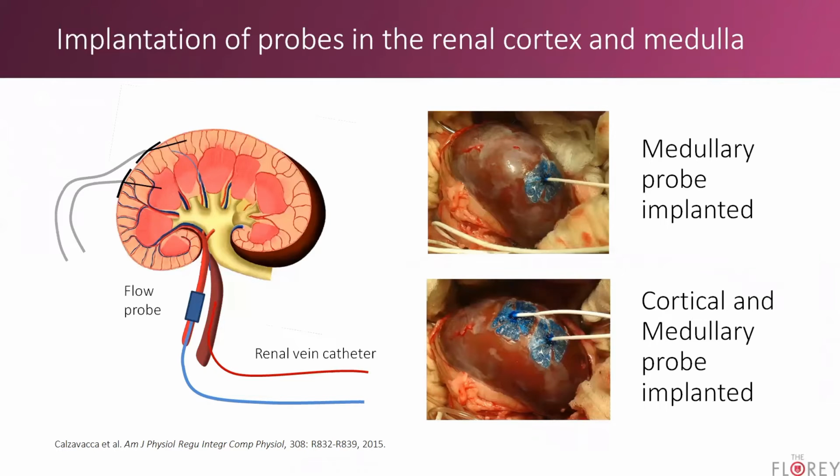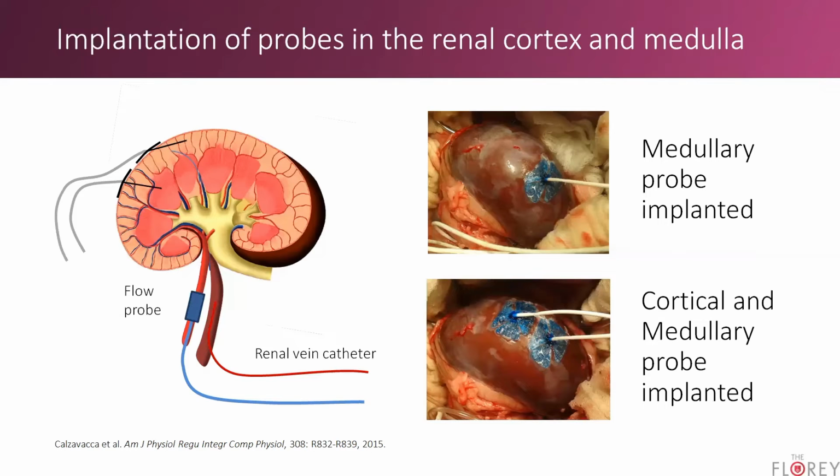And in the same operation, this is an operation in sheep, we put a flow probe on the renal artery and also a renal vein catheter for blood sampling. On the right panels, you can see at the top a photograph of the medullary probe already implanted. We first insert a 25 gauge needle, 20 millimeters into the kidney, remove that, and then slide the probe into the kidney. And the lower panel shows the kidney with both probes inserted.